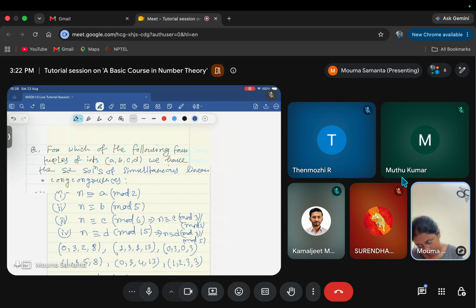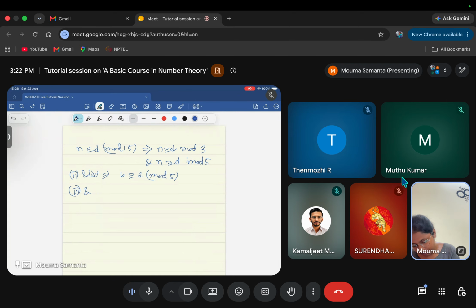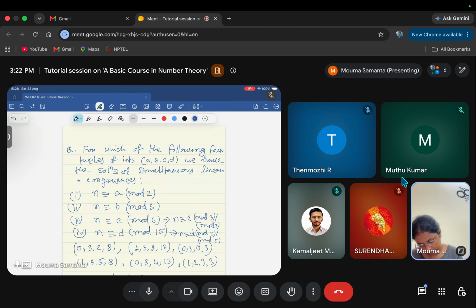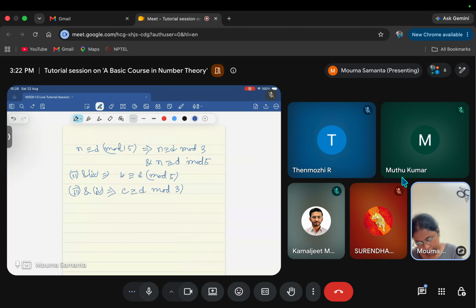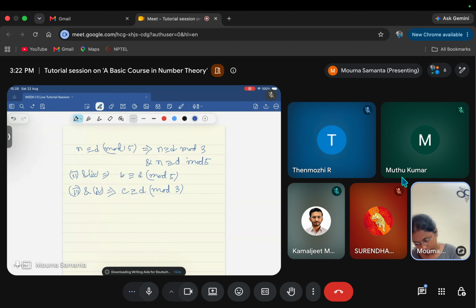Now 3 and 4 will imply c is congruent to d mod 3. So now we have this one, another is this one, a congruent to c mod 2. So now we know the relation between a, b, c and d. So now it is easier to check with those options, right?